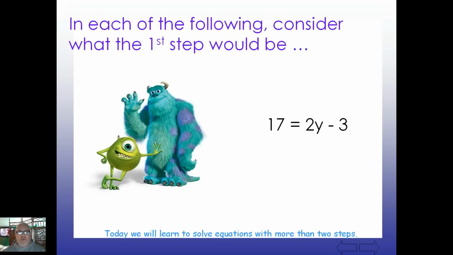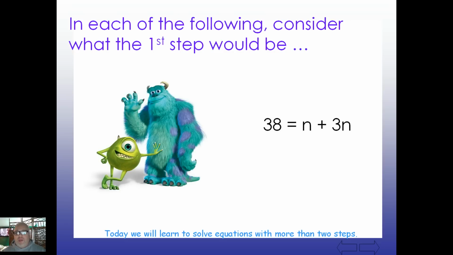So, in each of the following here, just kind of play along. What would be your first step? Did you say to add 3 to both sides? That's correct. What's your first step here? Okay, hopefully you said to add 8 to both sides. And what's your first step on this one? 3w plus 2 equals 87. How about we subtract 2 from both sides?